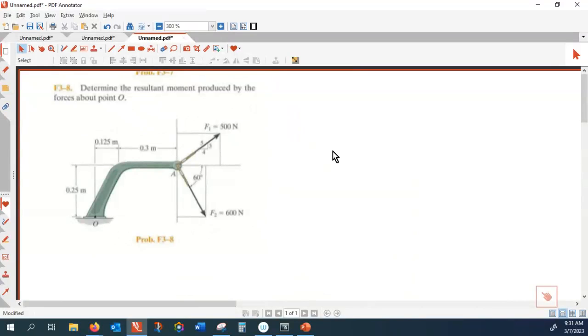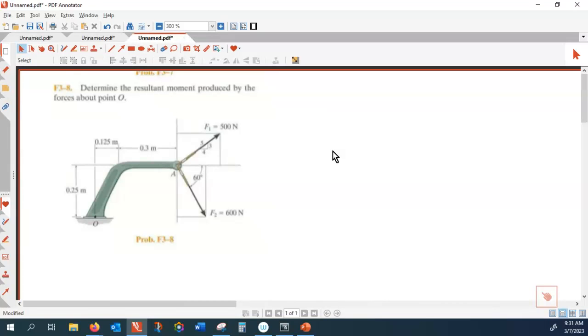All right. So this is very similar to the previous problem. The only difference is instead of one force, there are two forces. So what do we do with it?